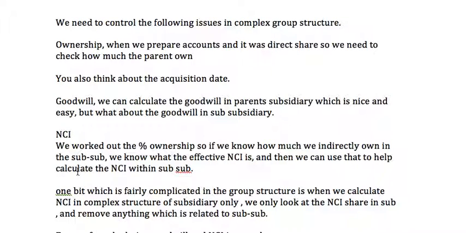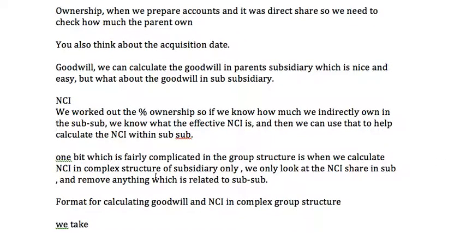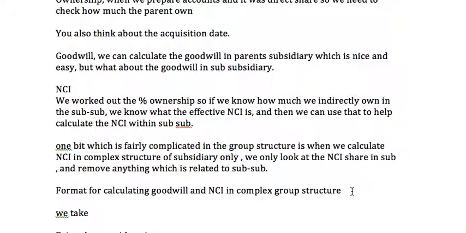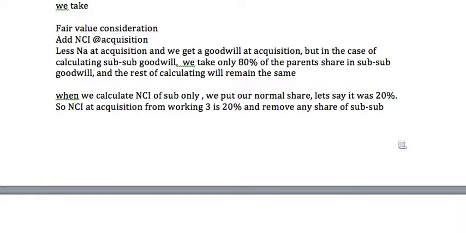NCI is a non-controlling interest. So let's say if we work out the percentage ownership, so if we know how much we indirectly own in the sub-sub, we know what the effective NCI is, and then we can use that to help calculate the NCI within sub-subsidiary. One bit which is fairly complicated in the group structure is when we calculate NCI in complex structure of subsidiary only, we only look at the NCI share in sub and remove anything which is related to sub-sub from the calculation of NCI share in sub. Remember, it's the calculation of NCI share in sub.